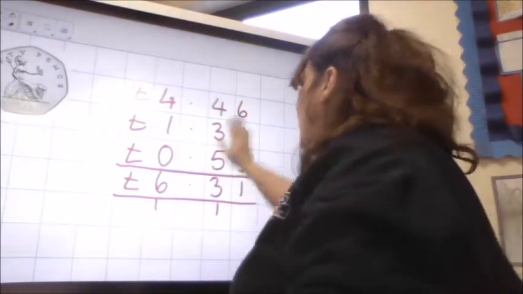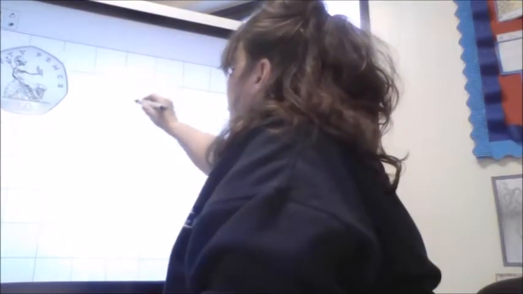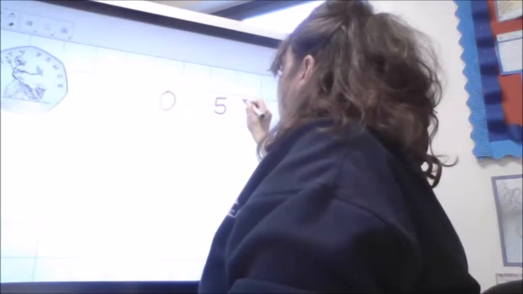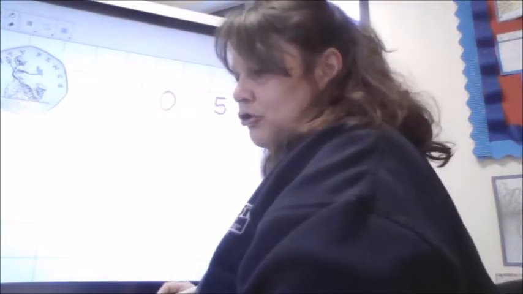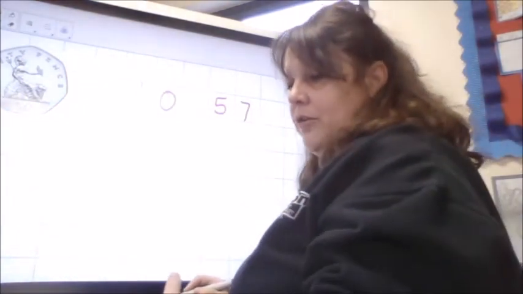So if I'm asked, I'm going to go back to writing pence in pounds. So if I've got an apple is 57p, so I'm going to write it like that, and a fruit juice is 48p.